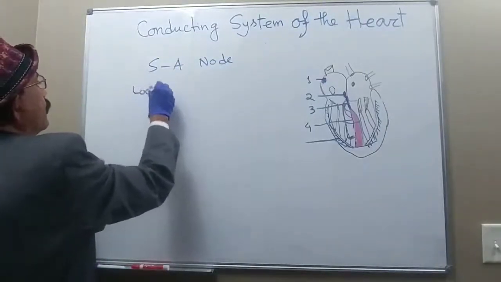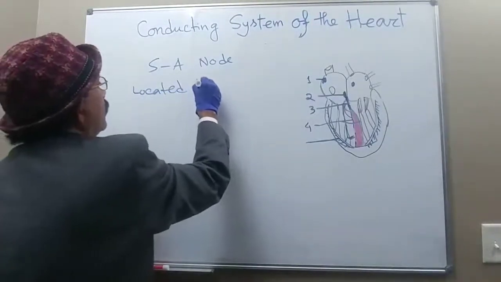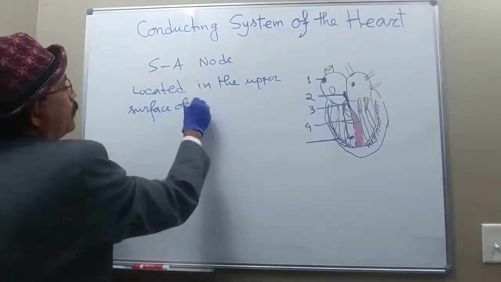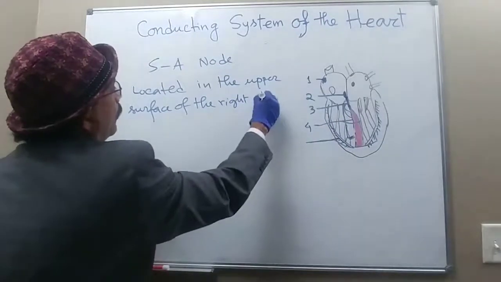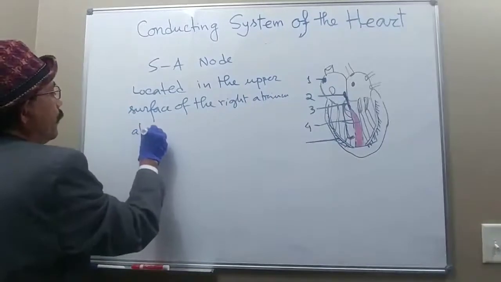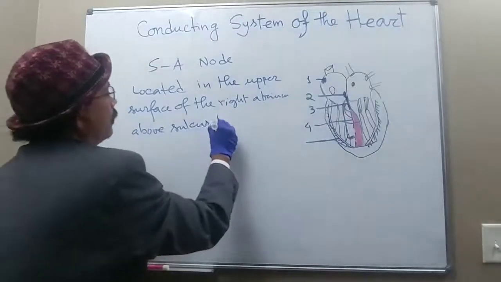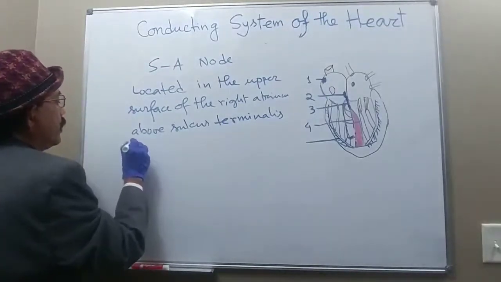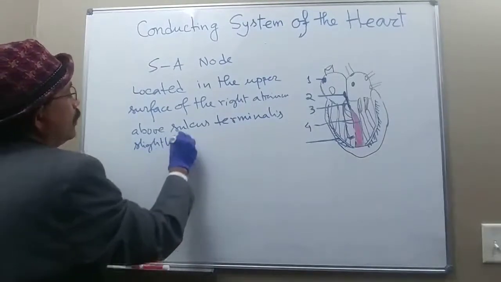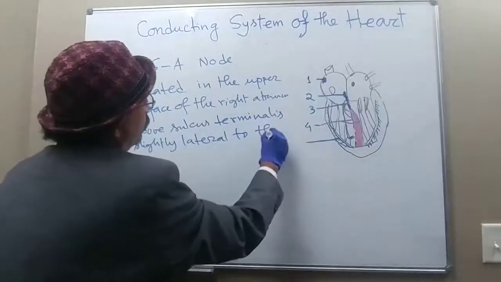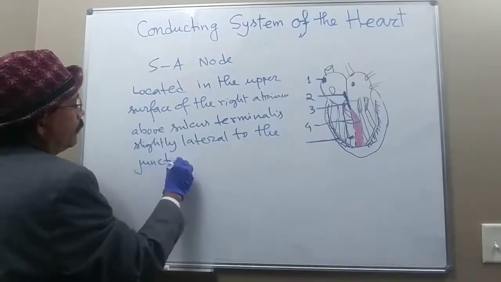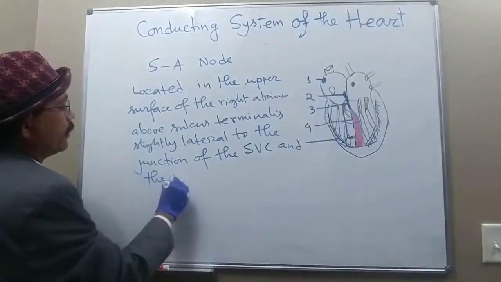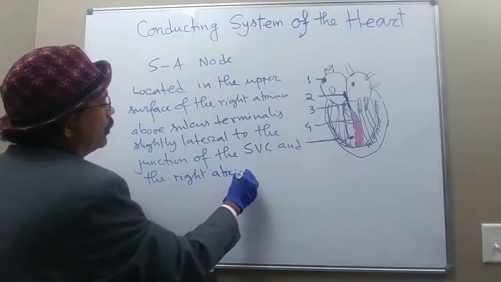It is located in the upper surface of the right atrium, above the sulcus terminalis, just slightly lateral to the junction of the superior vena cava and the right atrium. So where is it? It is here.